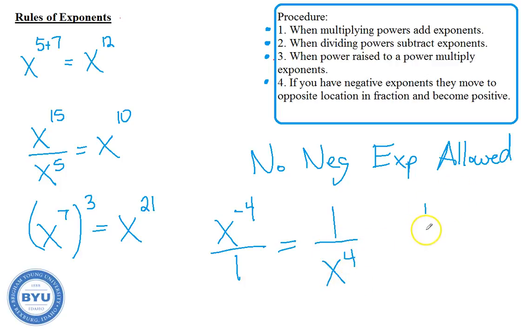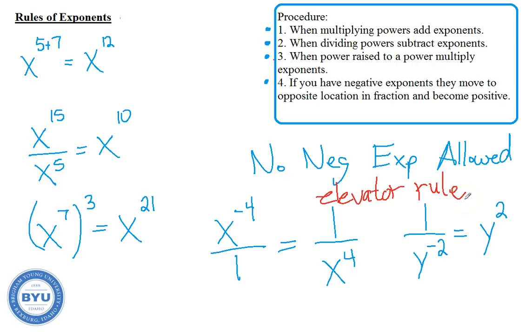Or if they were already down, for example, if I had 1 over y to the negative 2, well, in this case, they would come up because they're already down. They would come to the top of the fraction and become positive. I sometimes like to think of this as the elevator rule. Whenever you have negative exponents, you're allowed to ride the elevator, which takes you to the other location in the fraction, and then you become positive.